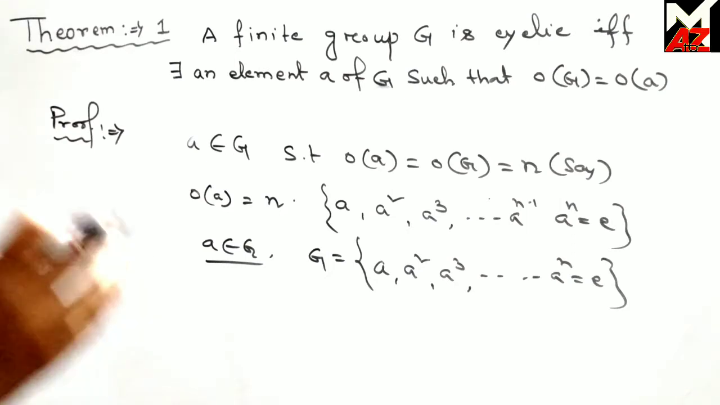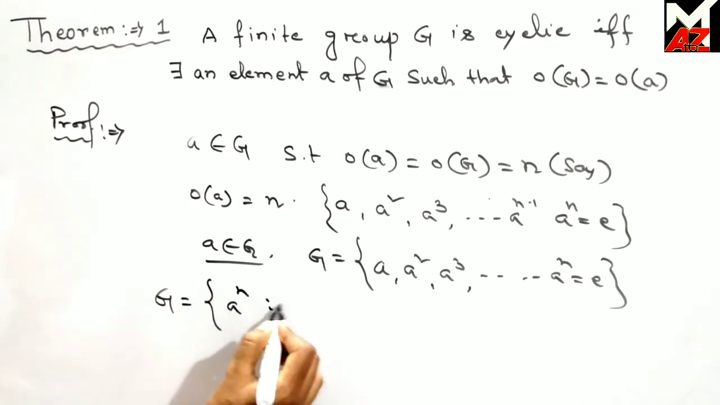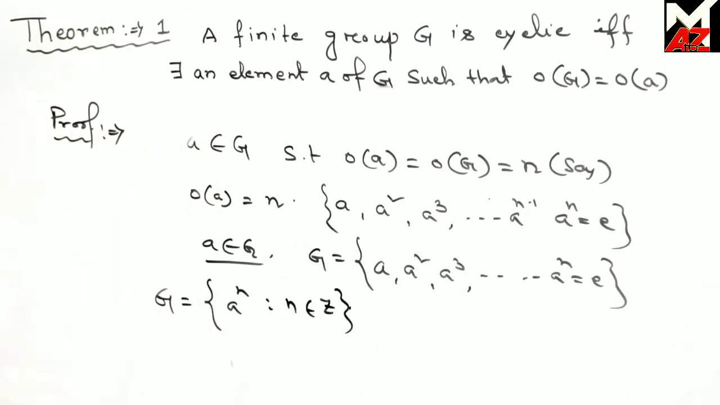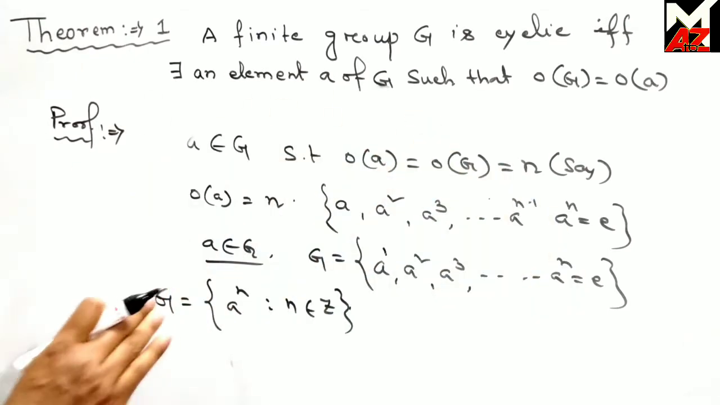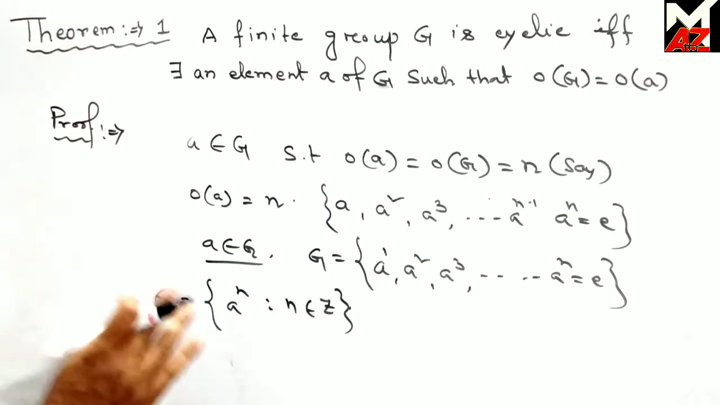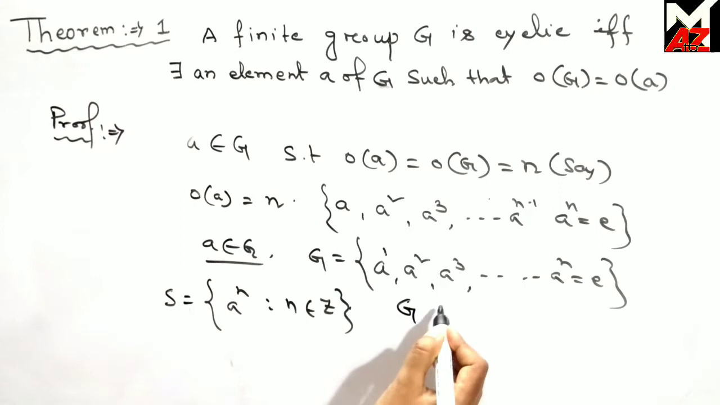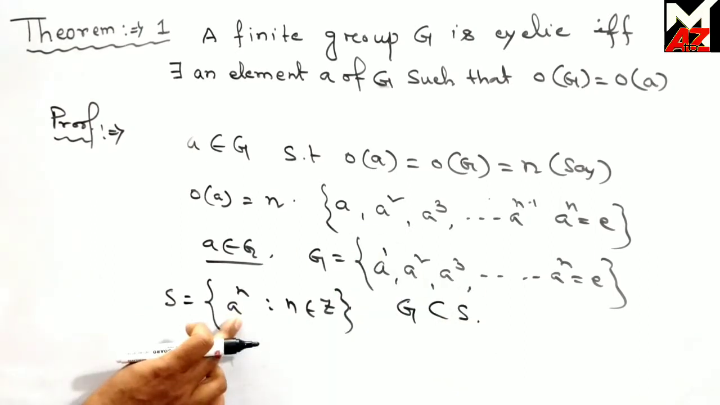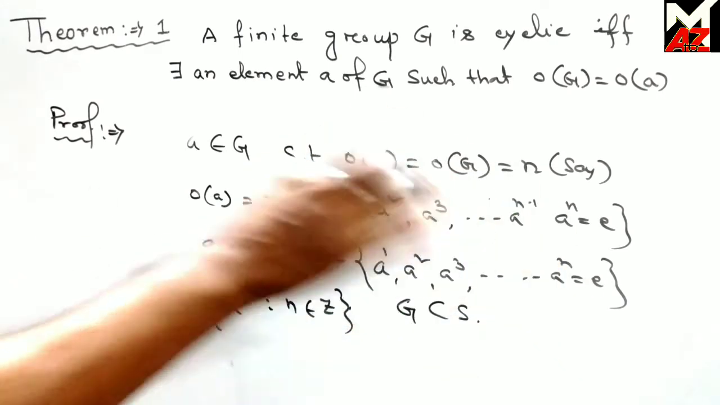Now to prove G is cyclic, we have to show G is equal to the set of A to the power n such that n belongs to Z. But here we have only positive powers of A. So we take a set as this and we name this set as S. Now clearly we say G is a subset of S, because S consists of positive and negative powers of A, but G here consists only of positive powers of A from 1 to n.